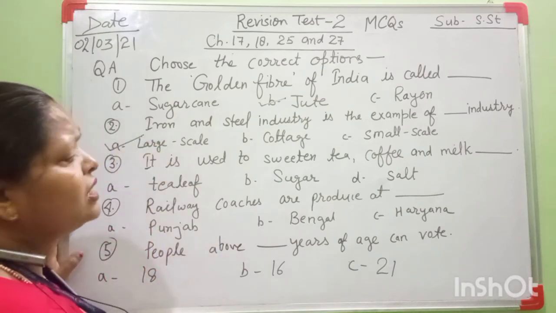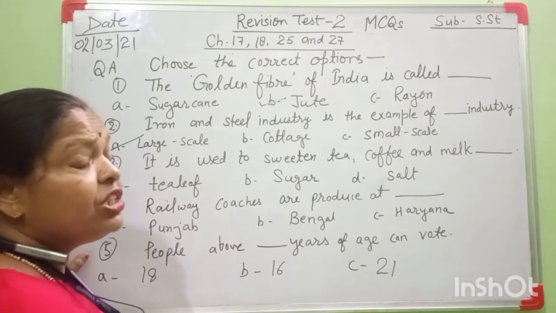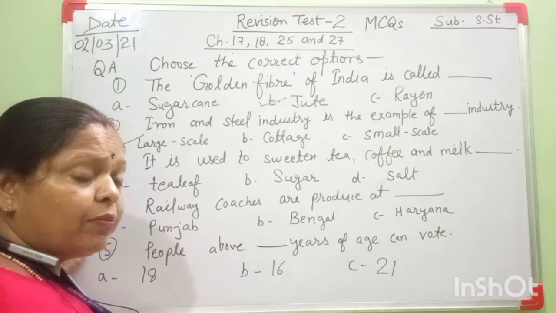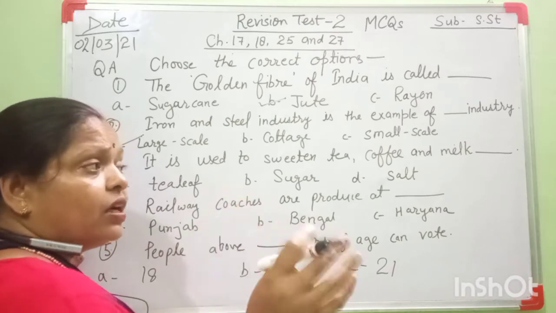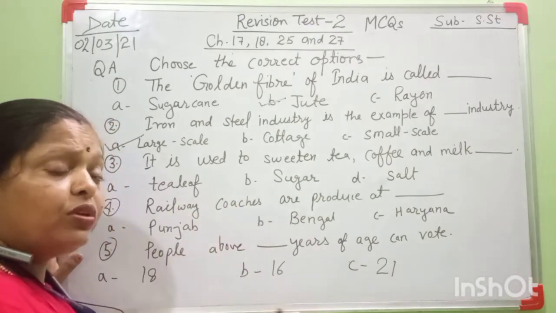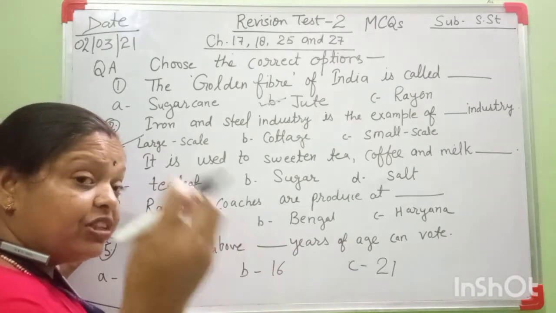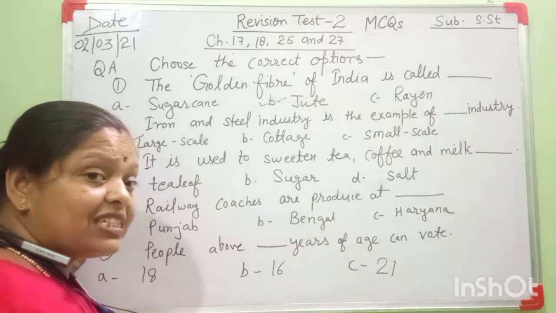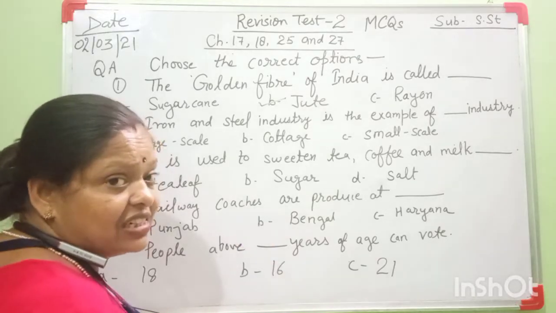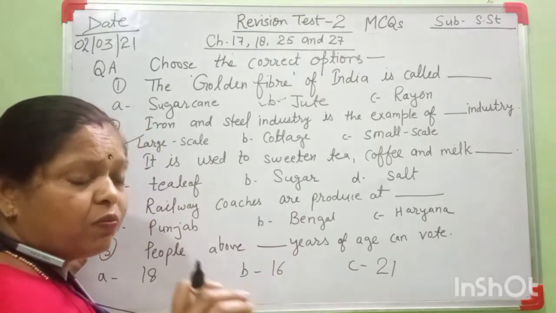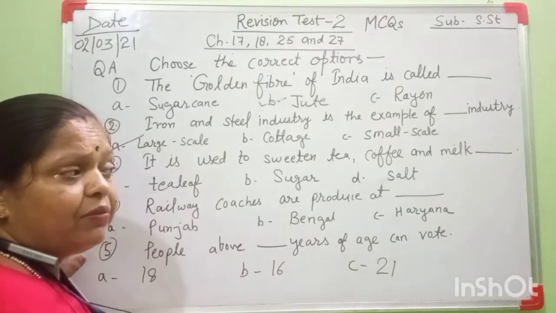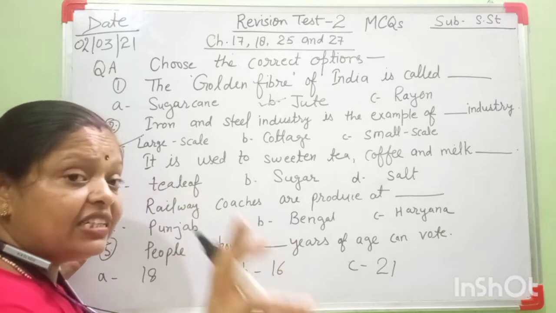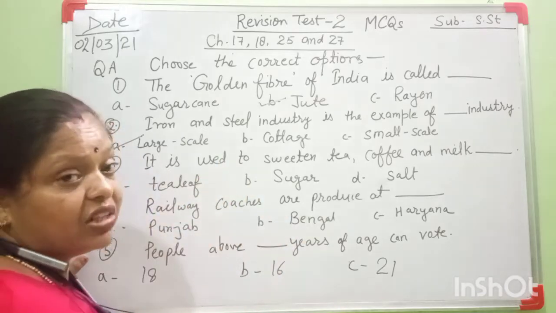Next question: which is the oldest industry in our country? The iron and steel industry is the backbone of all industries, but which industry is the oldest? It is the textile industry. There is some confusion here. Some students tell me, ma'am, iron and steel industry is the oldest. No, it's wrong. Textile industry is the oldest industry in our country.